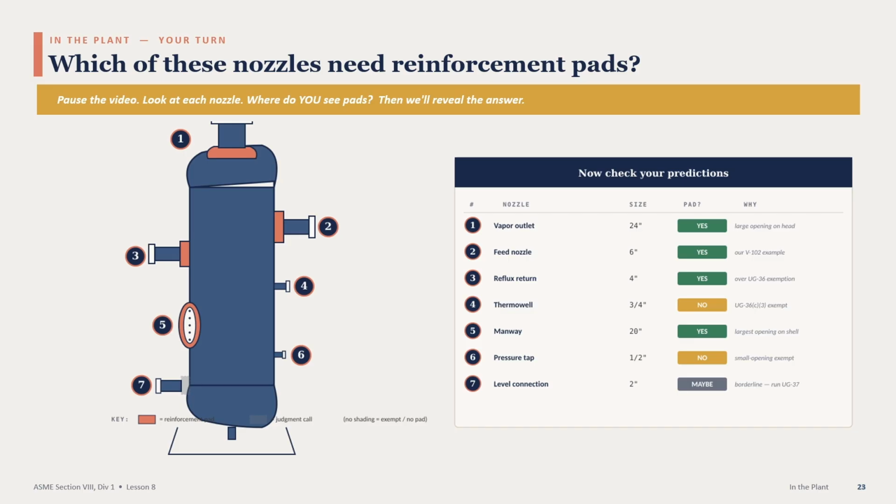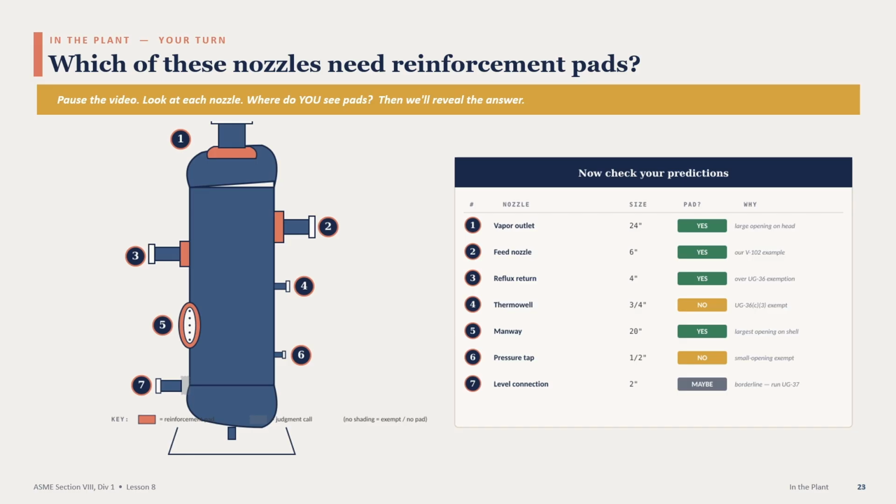Look at each nozzle in the sketch. Which ones do you think need reinforcement pads? Which ones don't? Make your predictions. Then hit play and we will see how you did. Alright, let's walk through them together.